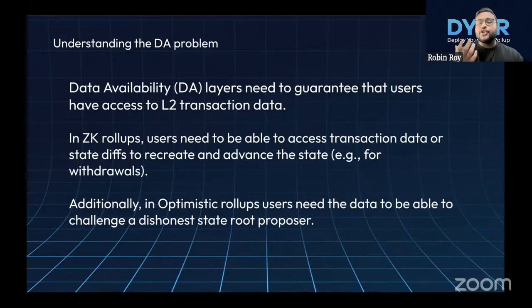In ZK rollups, you need the data to recreate and advance the state of the rollup, and also for withdrawing funds from the rollup. And in optimistic rollups, you need the data to create a fraud proof.